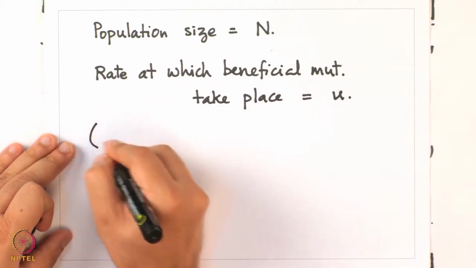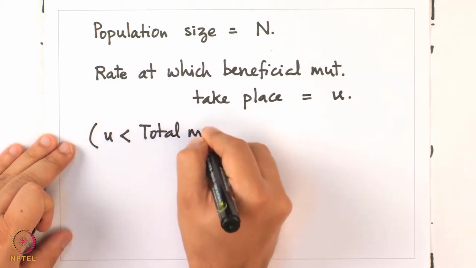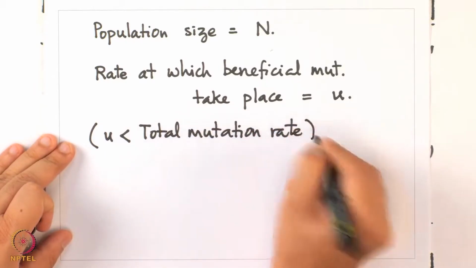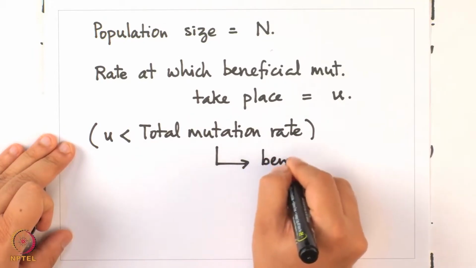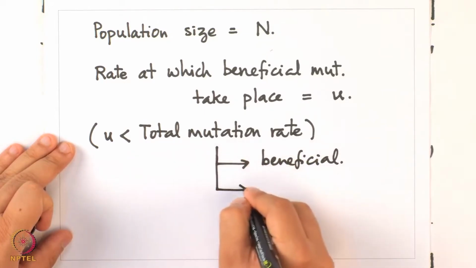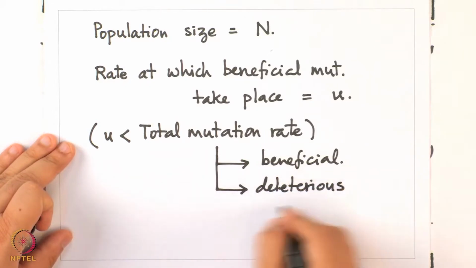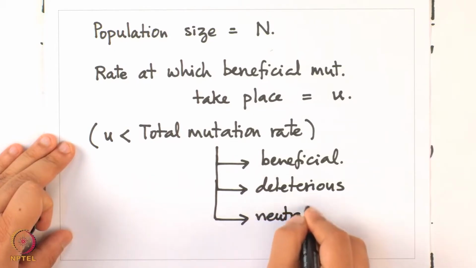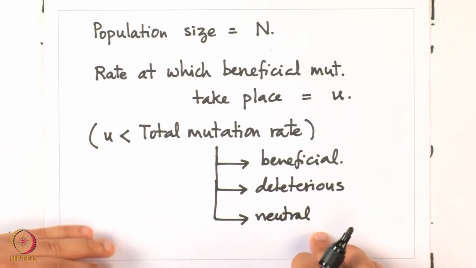You should keep in mind now that this u is less than the total mutation rate. Because total mutation rate encompasses what are called beneficial mutations. These are mutations which lead to increase in fitness. Total mutation rate also includes deleterious mutation rates. These are the mutations which lead to decrease in fitness, and they also include what are called neutral mutations which do not cause any change in the fitness associated with the bacterium.